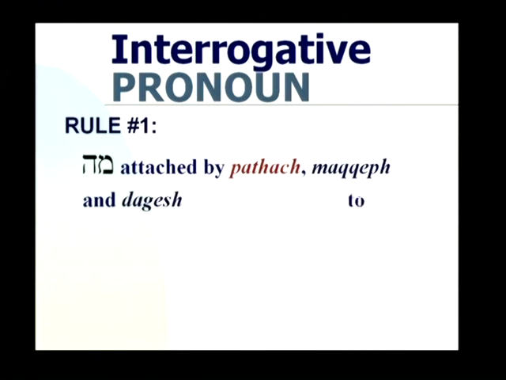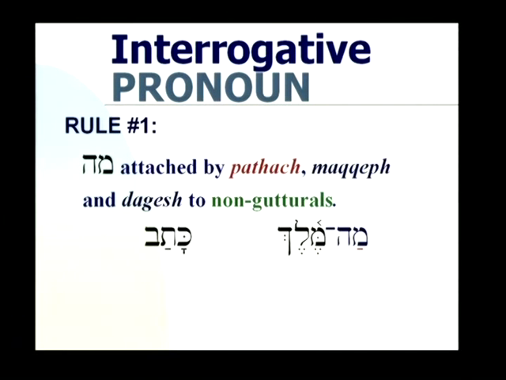Interrogative pronoun ma. Remember we had it. Remember it is normally ma and a dogish in the first letter of the word following it. And it's normally attached by means of a makef. So ma melek has a dogish in the meme on melek. Ma katav has a dogish. Ma nahar has a dogish. Ma yom has a dogish in the yod. So don't forget that dogish.